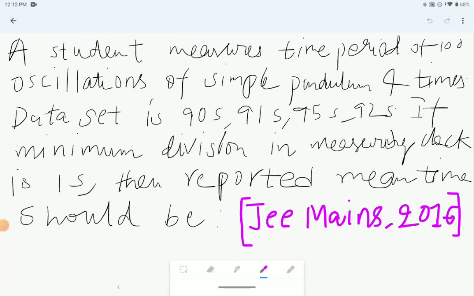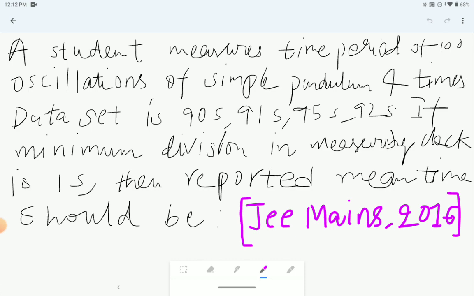In the preceding class we discussed errors. Let us solve a past year JEE Mains question so that we may understand clearly. If we read the question, it was clearly mentioned that a student measures the time period of 100 oscillations of a simple pendulum 4 times.